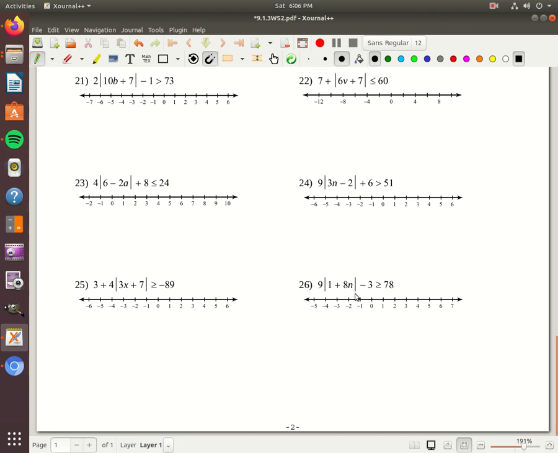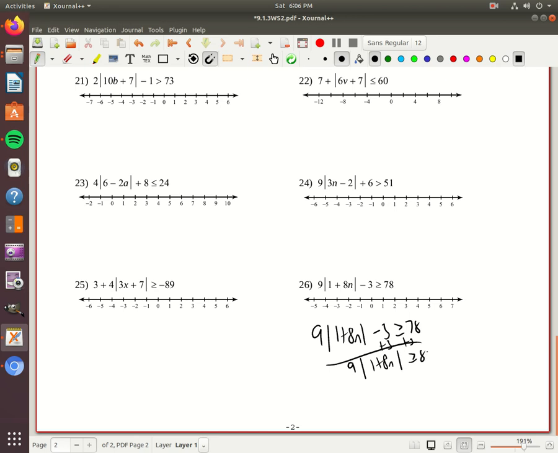Let's do 26. So again, the trick on these is I almost have to do like a pre-problem where I have to get the absolute value by itself first. So I'm going to get 9 times the absolute value of 1 plus 8n is greater than or equal to 81. I'll divide by 9. So the absolute value of 1 plus 8n is greater than or equal to 9.